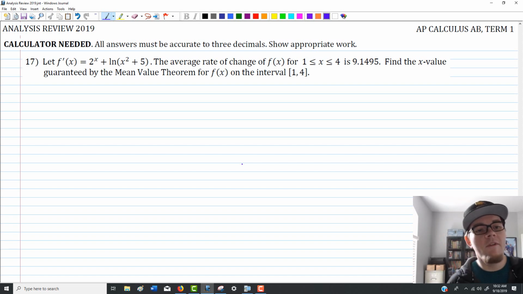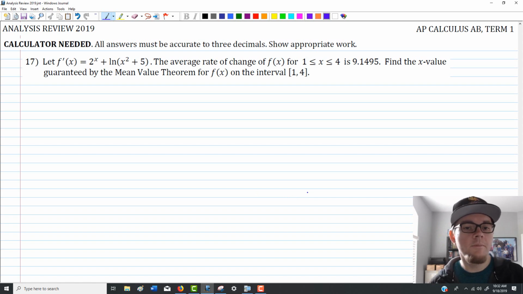It says let f prime of x equal something complicated and crunchy. It says the average rate of change for f of x on 1 to 4 is 9.1495. Find the x value guaranteed by the mean value theorem for f of x on the interval from 1 to 4. By the way, technically we could probably say that this last part isn't even necessary because they established the interval for us.